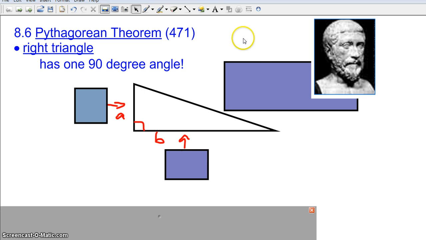Okay, so before we look at the relationship he found, the relationship of the sides of a right triangle, we are going to identify what we would call these things. So this is, as you can see, the right angle.